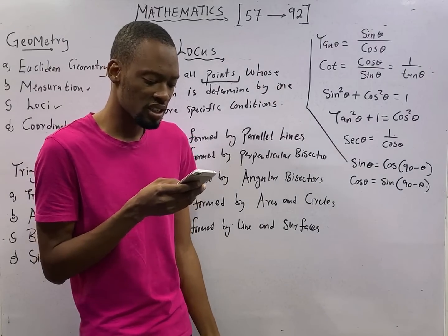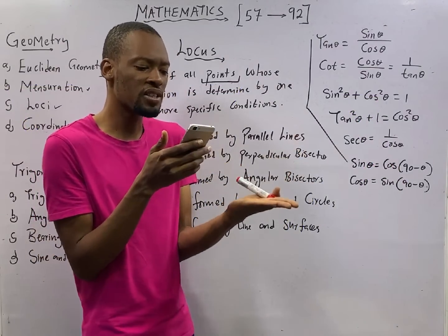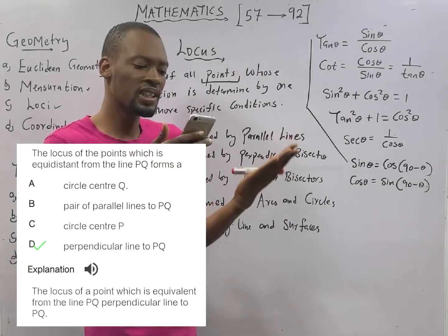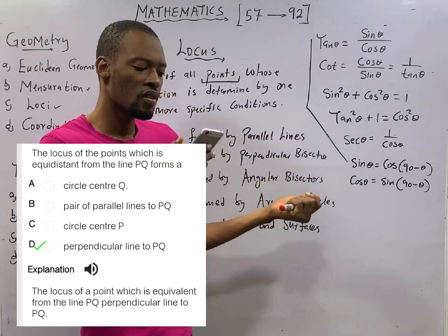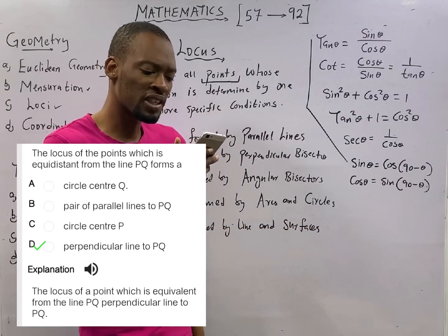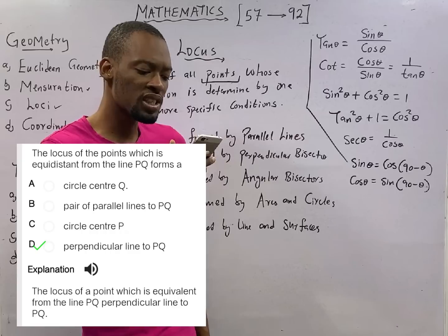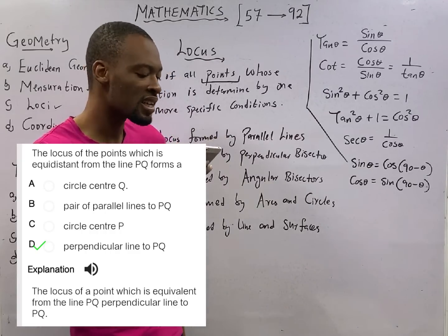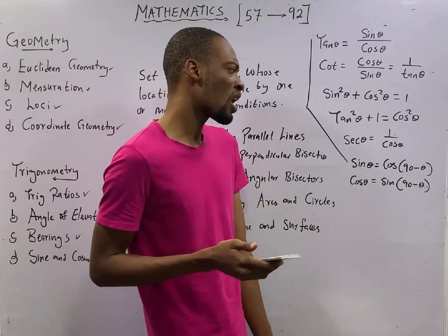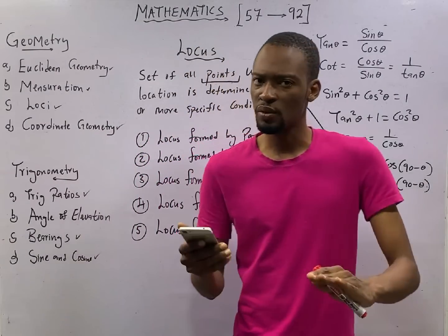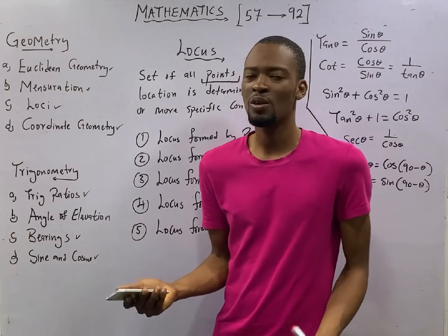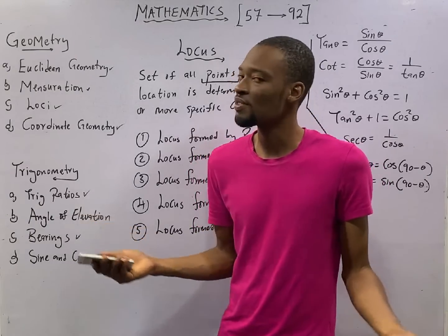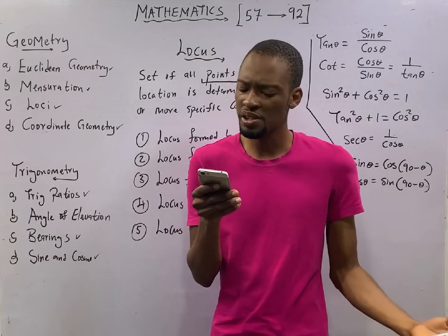And look at here, it says the locus of the point which is equidistant from the line PQ forms a perpendicular line. The perpendicular bisector of a line SY is the locus of the point which is equidistant from the points S and Y. I am reading them for you to take note of them. Once you know them, that is exactly how the questions will come. So I don't need to explain or go deep because it doesn't deserve that deep explanation or deep details.